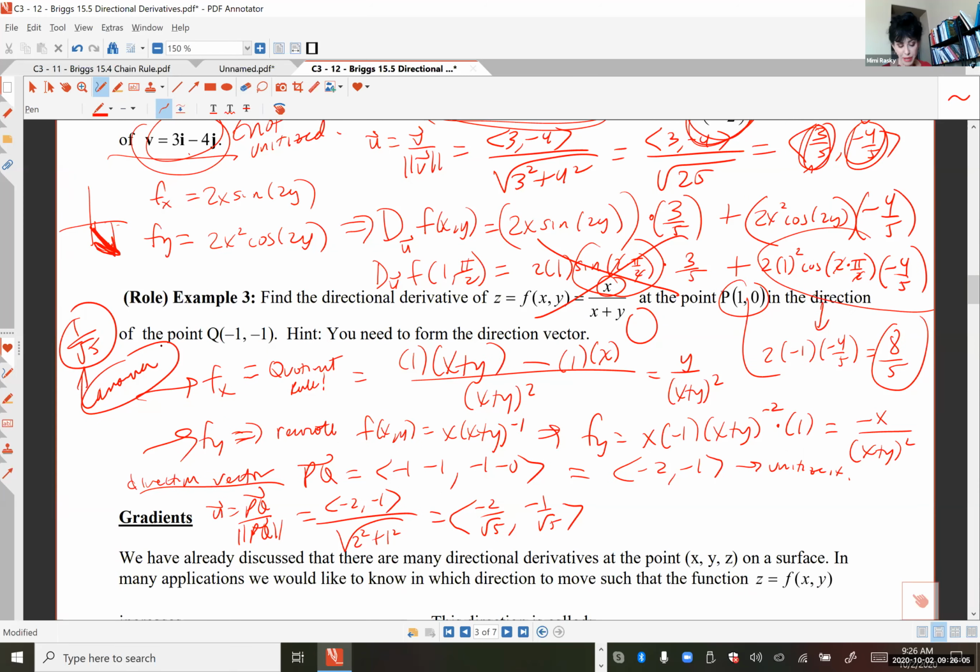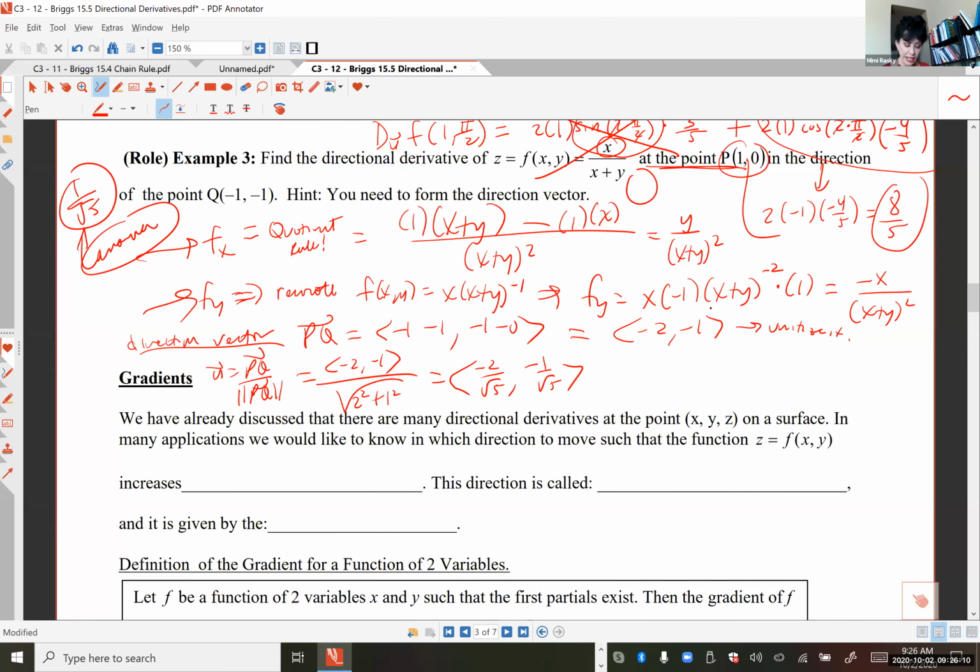P, because they said they want the directional derivative at the point P. So that's your job: evaluate your first partial of f with respect to x at the point (1, 0). When you plug in the point (1, 0), fx is 0. Oh man, that was easy. And then the other partial evaluated at the point (1, 0), after plugging stuff in, I get negative x all over 1 plus 0, so I get -1.